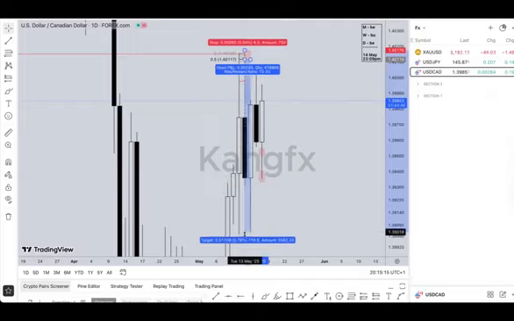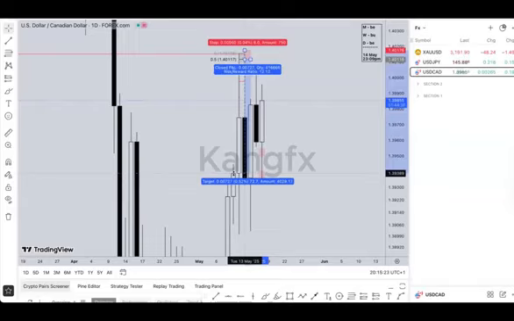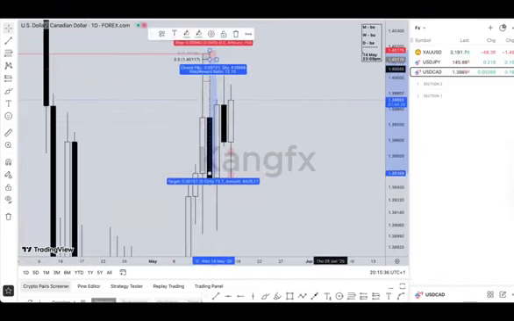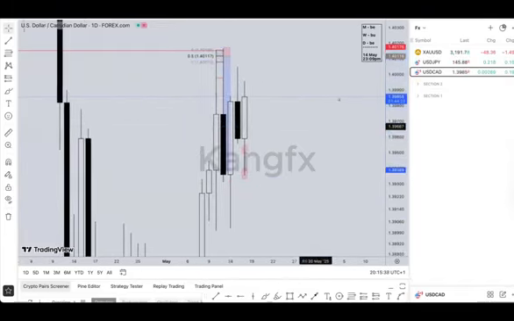Either I use the previous day low, or I use the previous day open. If it was a bearish candle, I'll use the previous day low or the previous day close. But since it was a bullish candle, I use the previous day low or previous day open here, which was 1:12. Then remember, this market was a bullish market as of this time.